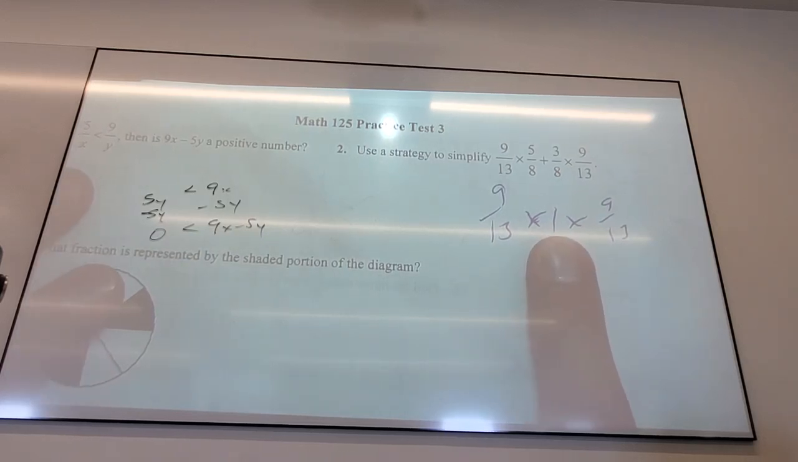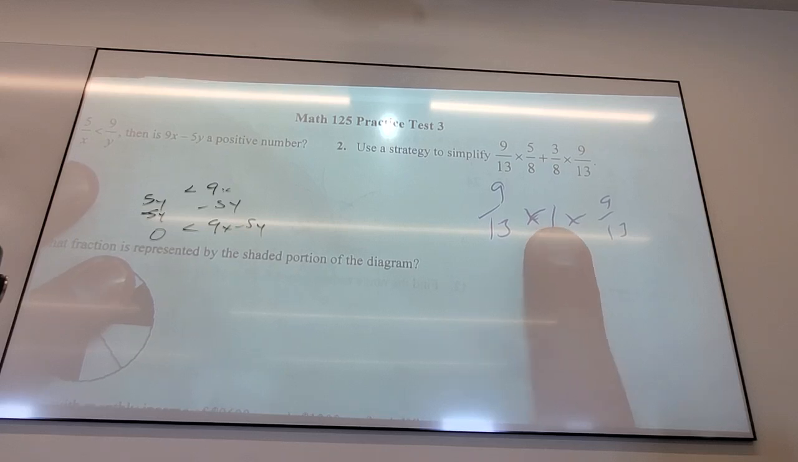They didn't use PEMDAS. Exactly. They did not excuse their dear Aunt Sally. So they added before they multiplied. That's no good. No, get out.